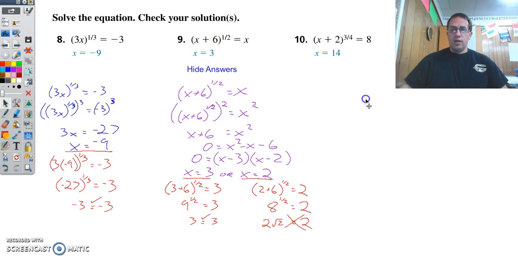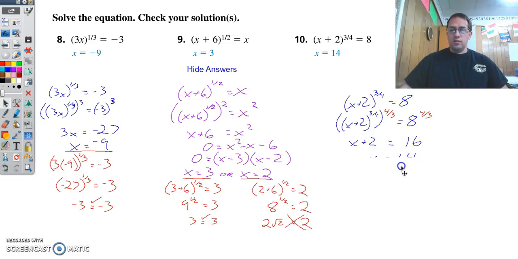For number 10, let's take a look what we have here. Write down our original problem. Again, the exponent's already isolated. We don't have to subtract anything here. Raise everything to the 4/3 power, right? Because it was to the 3/4, so we're going to raise it to the 4/3. That gives us x plus 2 equals 16. So x equals 14. We plug this back in, and we end up with 8 equal to 8, so that works, and x equals 14 is a valid solution.